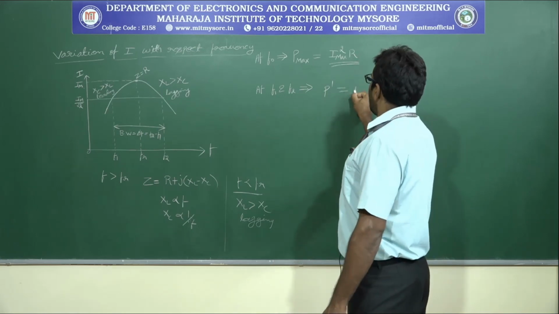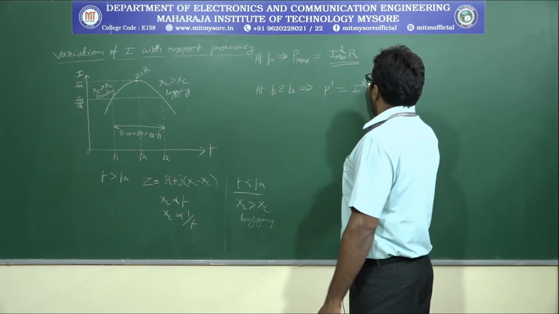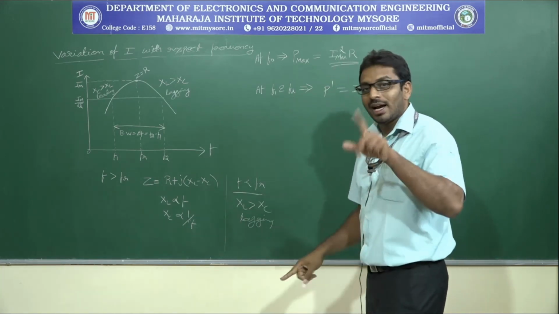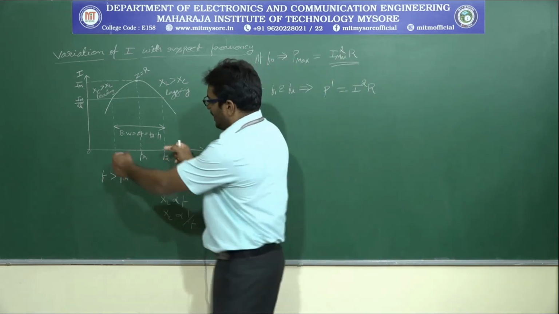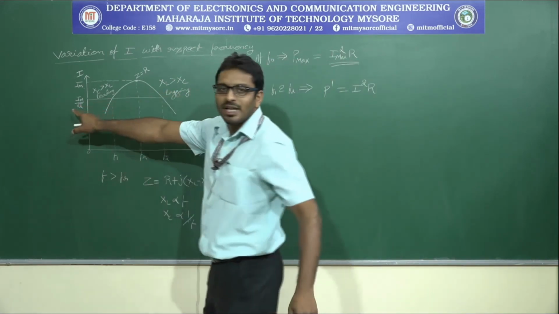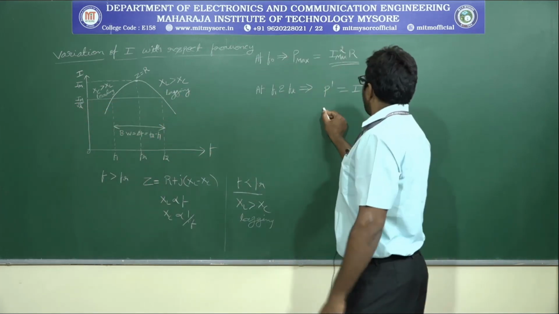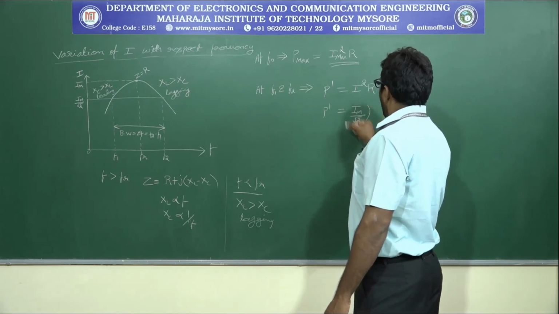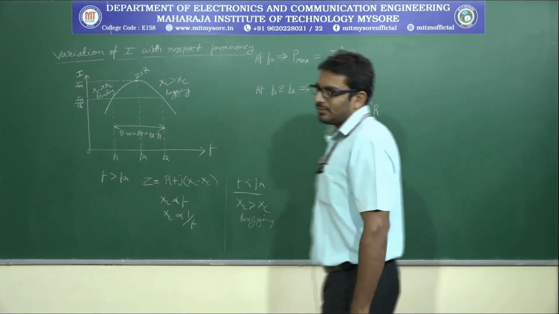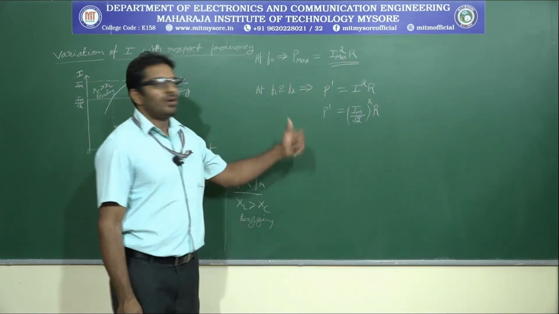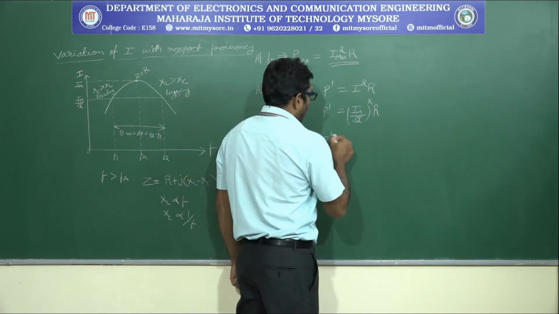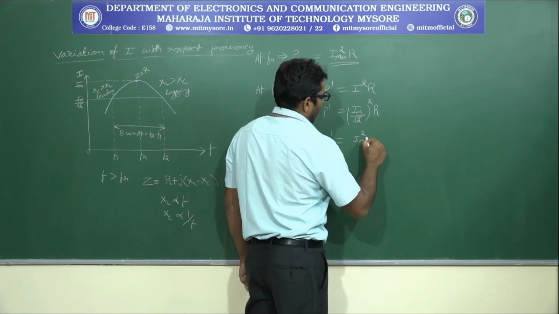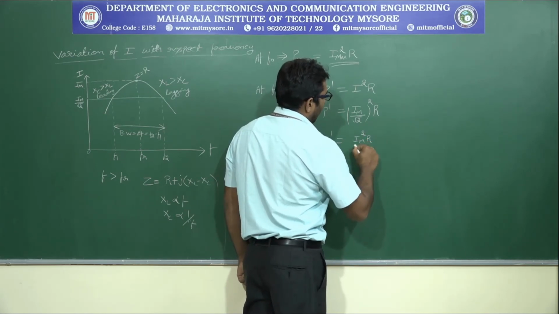Then what is the power? The general formula to find the power is I square into R. Then what is the current at F1 and F2? The current at F1 and F2 is the same. What is that? Im by root 2. Therefore, P dash is equal to (Im by root 2) whole square into R. Therefore, P dash is equal to Im square divided by 2, into R.